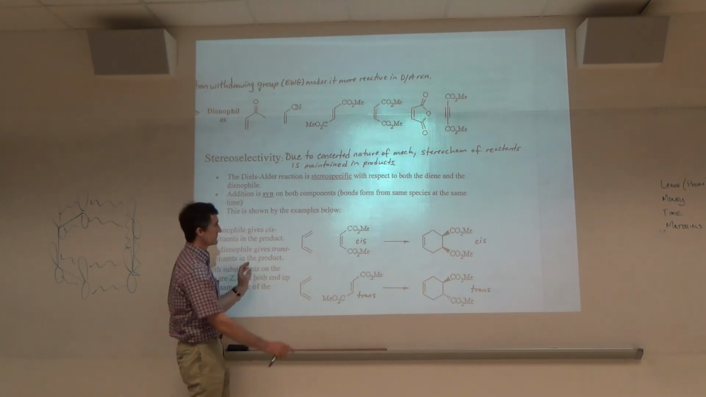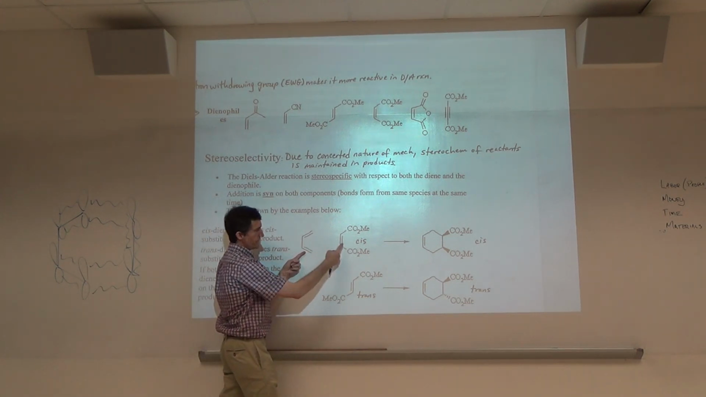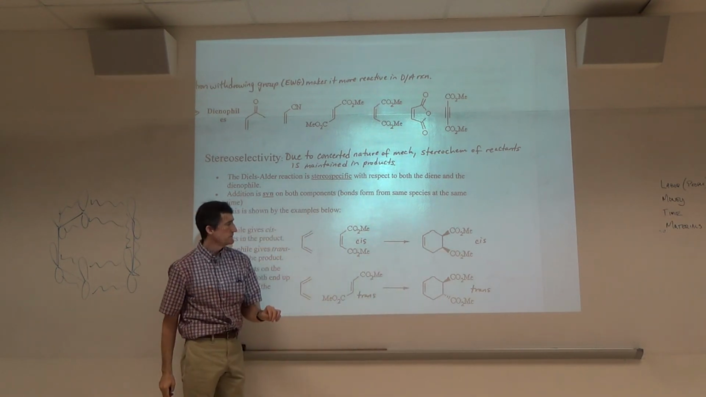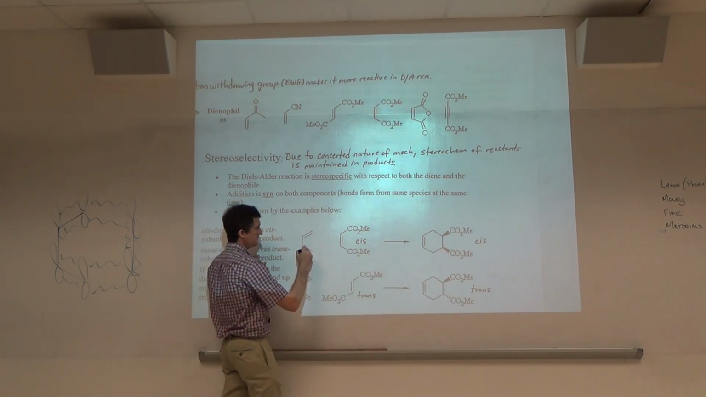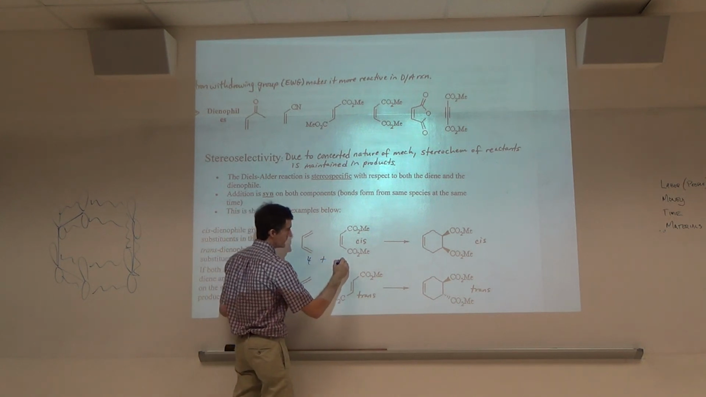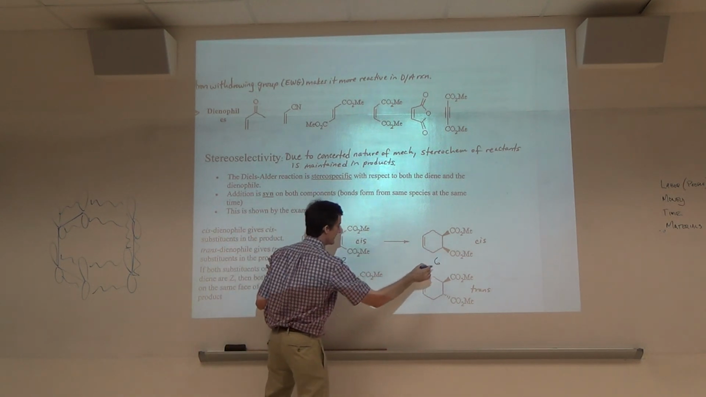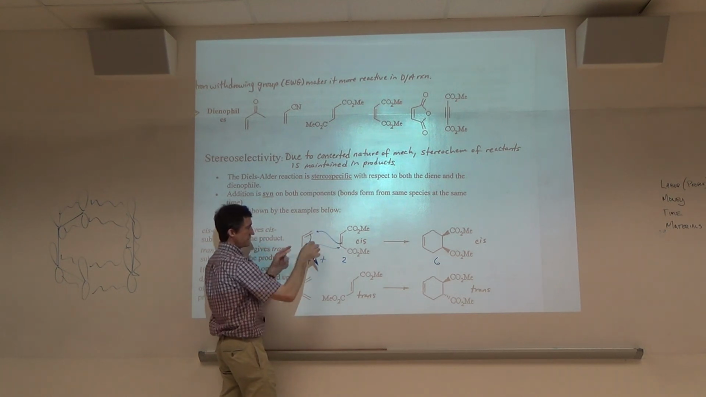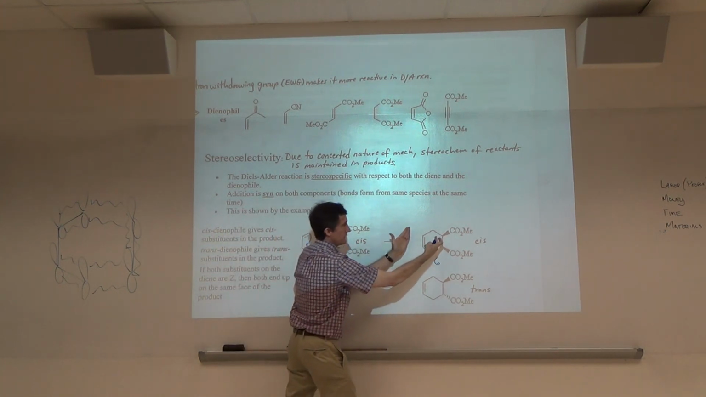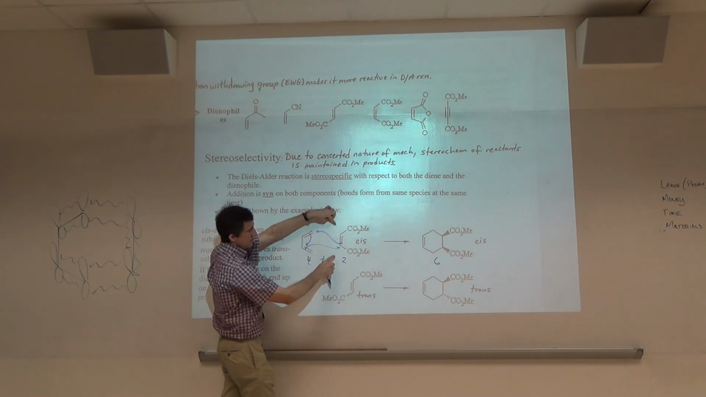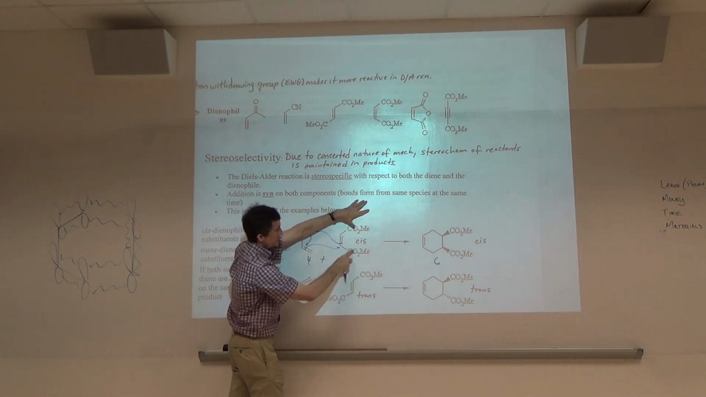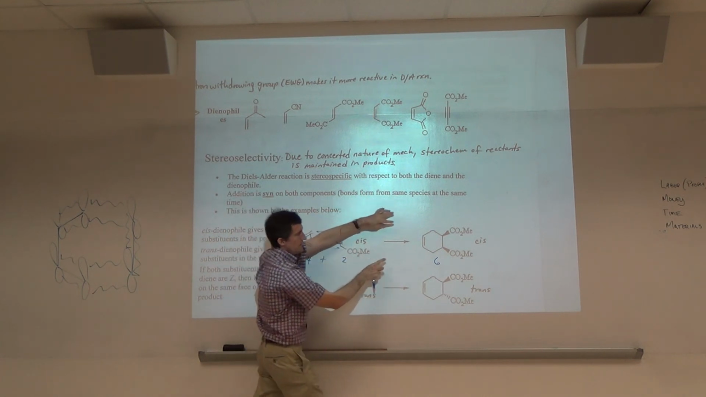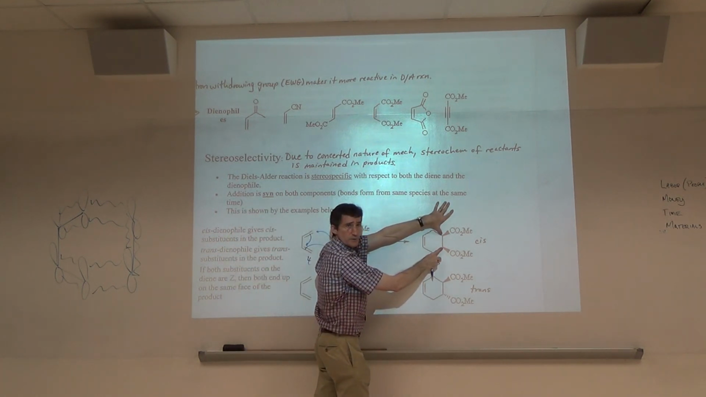Some examples. This reacts with this, you get this product. How does this happen? Well, it's 4 plus 2 equals 6. Electrons here, electrons here, electrons here. There's your 6-membered ring. But these two carbons have the ester groups on them. They're cis and planar. Now these carbons are tetrahedral.